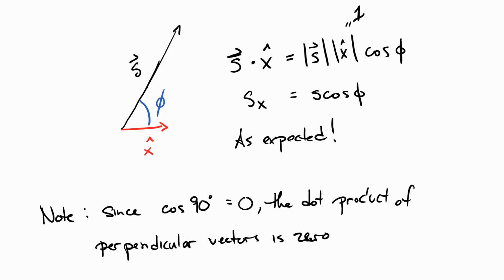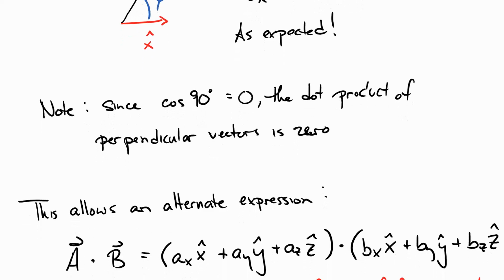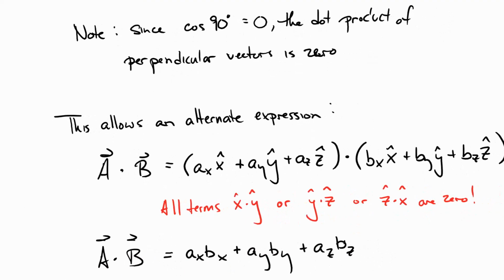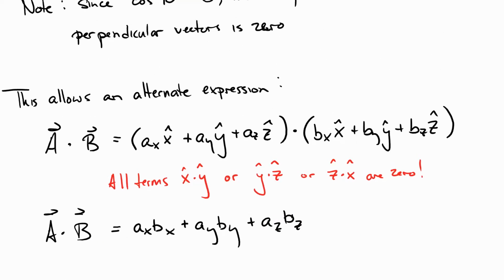A couple things to note. Since cosine of 90 is 0, the dot product of perpendicular vectors is 0. And this allows us an alternate expression. I'm not going to go out and do this, but you can FOIL vectors just as though they were regular numbers. So if I go and do all of the multiplication through this thing, any term that looks like x dot y or y dot z or z dot x or any combination of those, they're all 0.